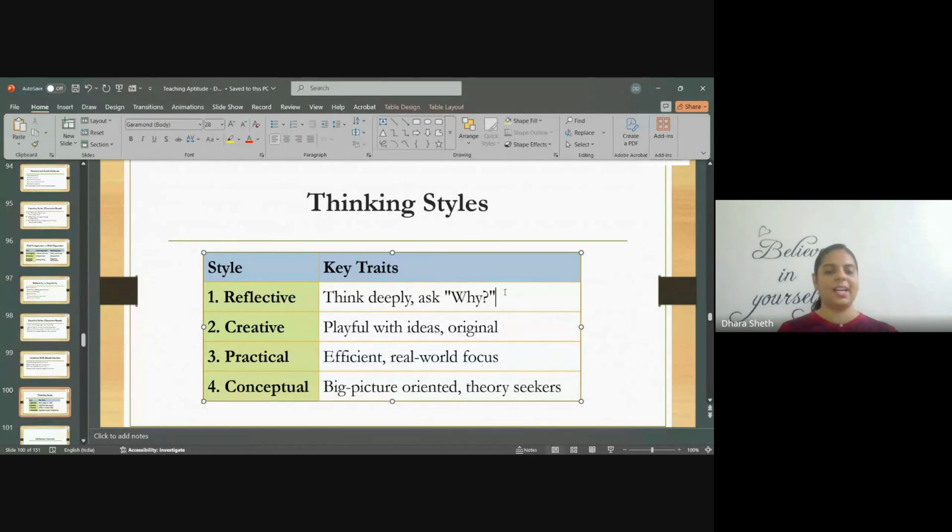Do this, do this much, done. And conceptual, big big ideas. Big picture oriented, theory seekers. Like Charles Darwin went to find out why the sparrows have different kinds of beaks. That way. And then, of course, reflective, because he created theories over it. So there are 4 different kinds of learners based on thinking styles: reflective, creative, practical, and conceptual.